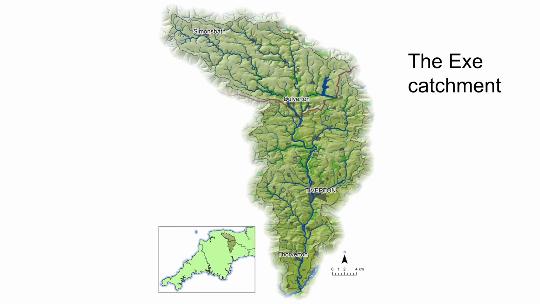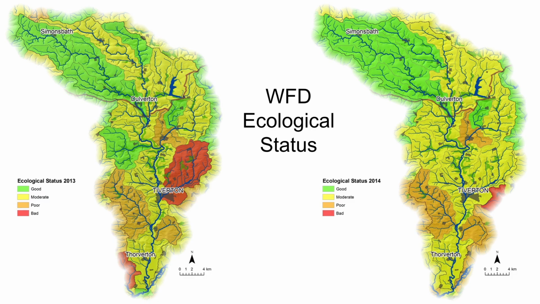Okay, so my project focused on the X catchment, which is in Devon and Somerset, and much of the catchment has failed WFD in the past, since 2013 and 14, and only the green areas are passing.